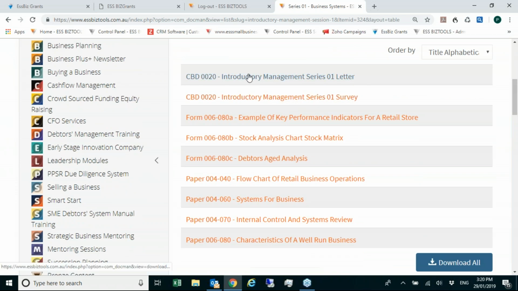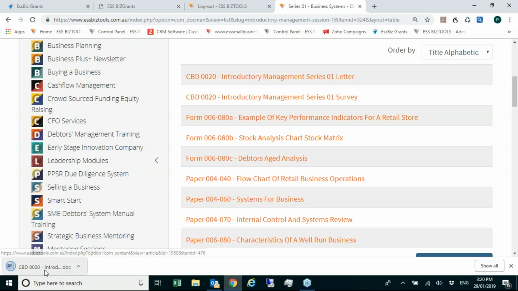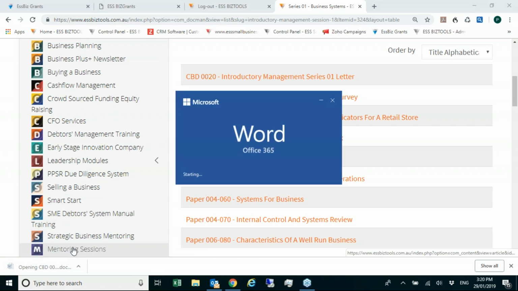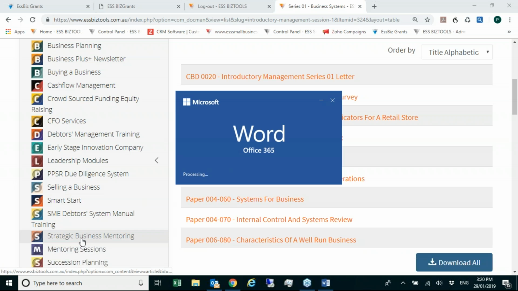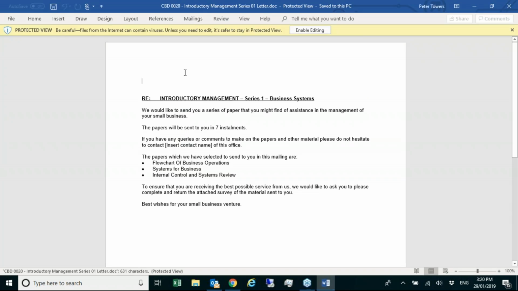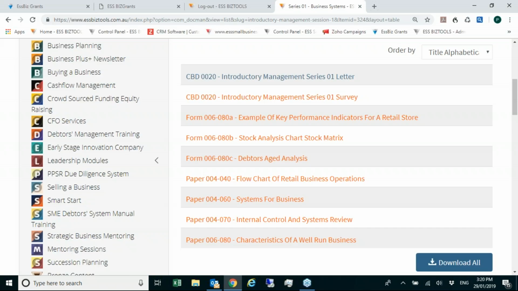So the first item is a letter or an email that explains to the client what this is about, why it's been sent to them. You can place this on your letterhead or obviously onto your email. It's just explaining some of the things. And what we're hopeful is this is going to lead to the client then wanting to know more.